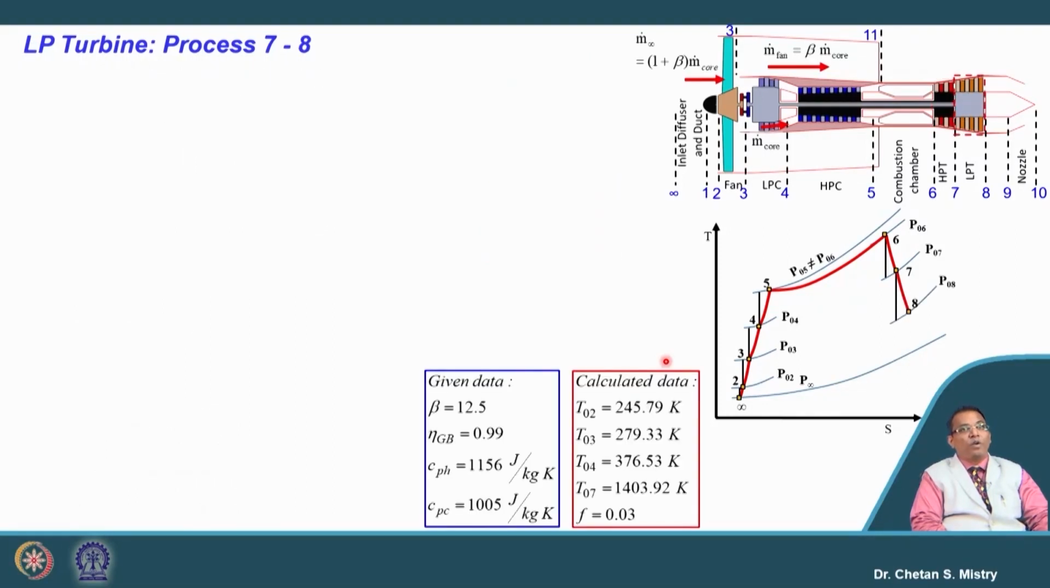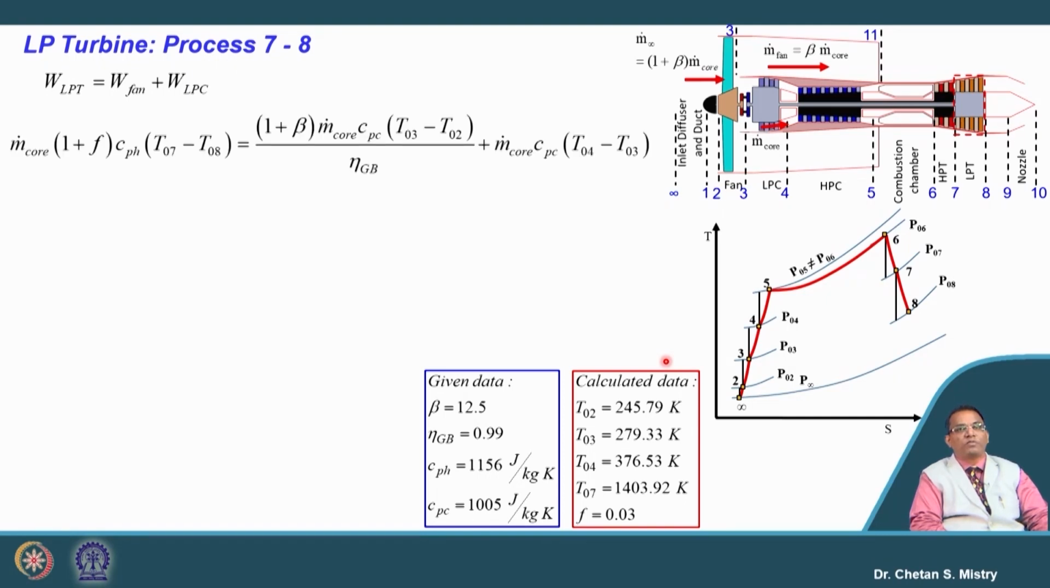Okay. Now, next is my LP turbine. Here, what we know is that my LP turbine is used to rotate both my fan as well as my LP compressor. So, my work balance equation is changed here. Here we are writing work of LPT will be work of fan plus work of LP compressor. So, let us try to put the formulation here. This work we are writing in terms of m dot core (1 plus f) Cp (T07 minus T08).